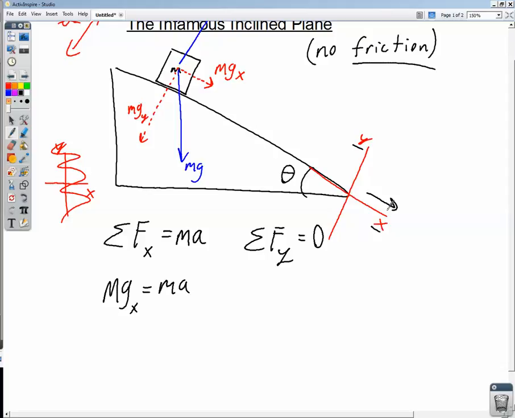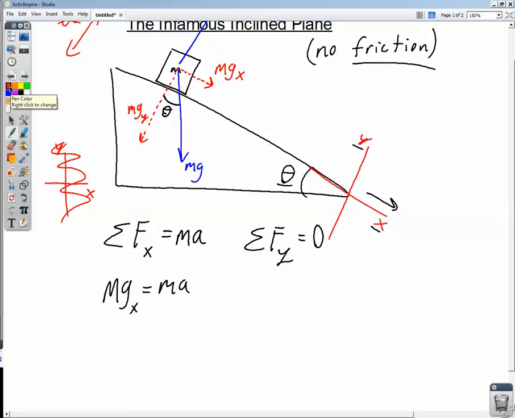So we need to find that component, and here's where the angles come into play. We've got the slope of theta. That is our slope angle, and if we do a little bit of geometry, which I'm not going to show you here, we can prove that this angle right here between the weight vector and its y component is also theta.